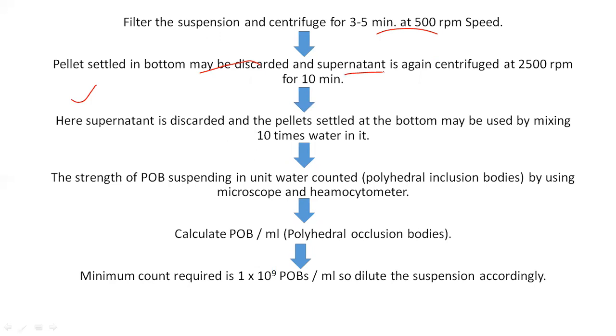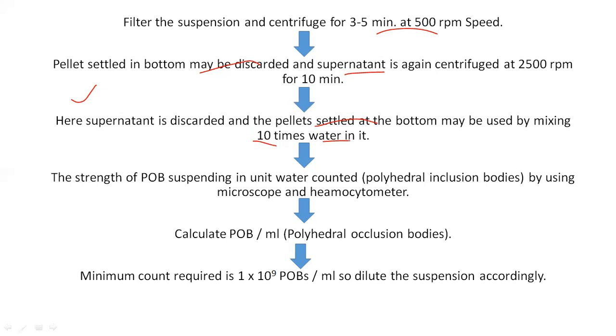After this, the supernatant is discarded and the pellets settled at the bottom may be used by mixing with 10 times water. This part is slightly different, so read it and understand it before remembering the sentence. After the supernatant is discarded, the pellets settle at the bottom. We add distilled water 10 times to these pellets, and then this suspension is ready as HNPV for further use.